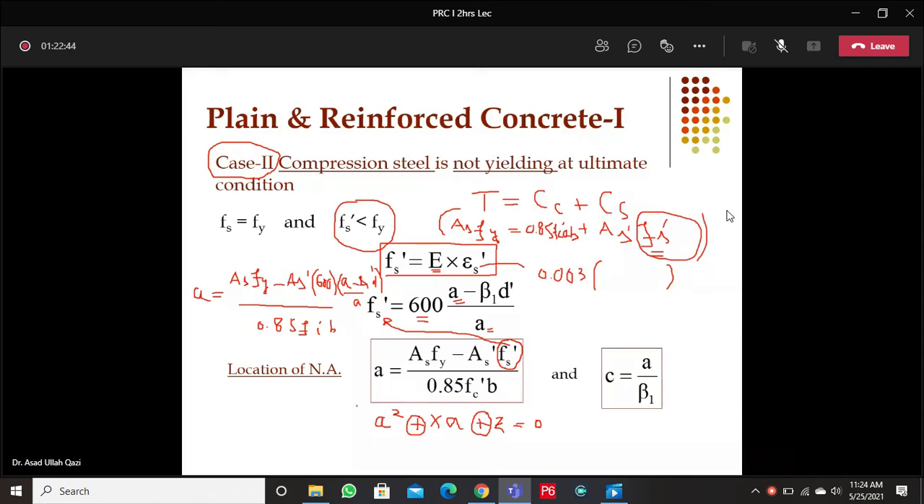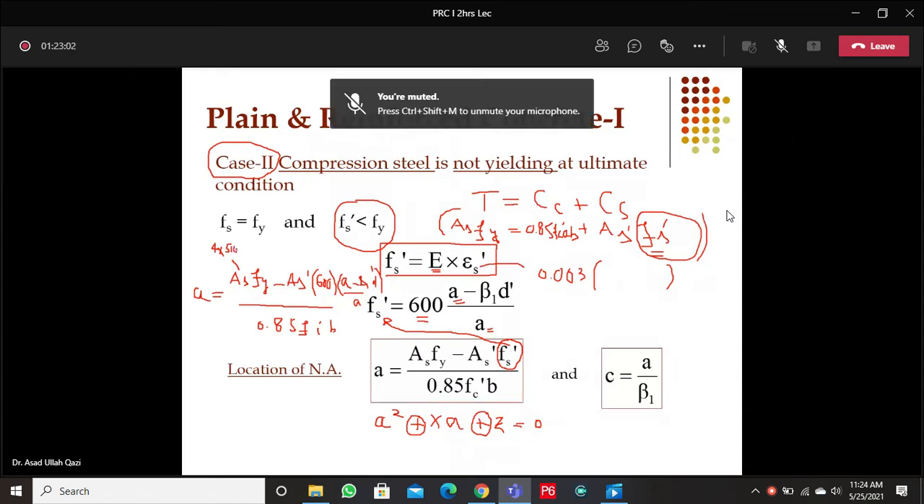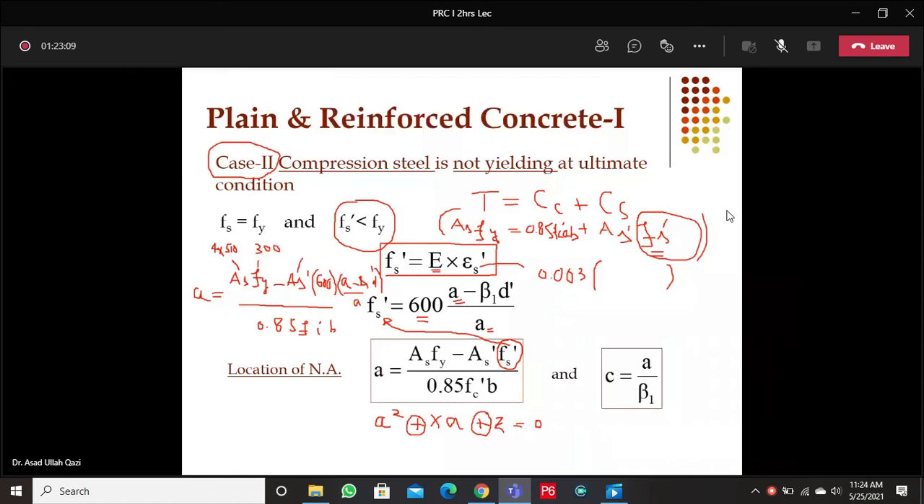One option is also, sorry, that you put here 4 into 5, 10, because your AS was 4 into 5, 10, your FY was 300, your AS prime was 2 into 284. अगर इसको क्वेश्चन को बहुत ही क्विकली हैंडल करना है, बीटा वन आपका 0.85 है, डी प्राइम इज 60, एफ सी प्राइम इज 20 एंड बी इज 300. So you will put stress in megapascal and dimensions in millimeter.